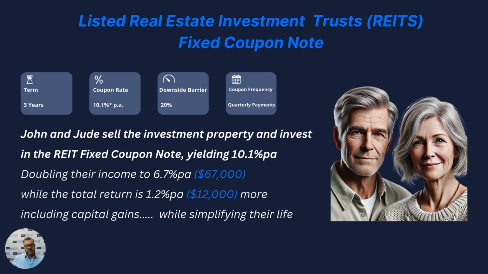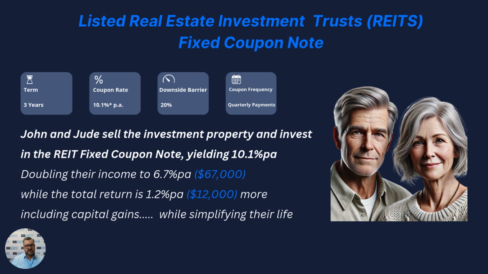That's $67,000, which most retirees are very much looking for overall. While their total return, obviously not getting any capital gain out of it, because it's 10.1%, the total return is still 1.2% per annum, or $12,000 more when you take into account the capital gains, all while completely simplifying their lives and getting them a far more suitable income base for their retirement. They're not dealing with the hassle of agents. They're not dealing with the hassle of tenants, bond hearings, etc.